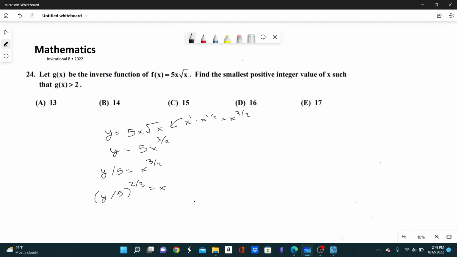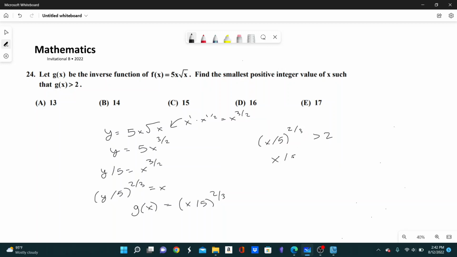And so now that I've solved for x, we know that this is the equation g of x equals x over 5 to the 2/3 power. So we have to find the positive value of x such that g of x is greater than 2. So we just take this equation, set it greater than 2, and just solve. So first thing we can do, we take each side to the 3/2 power.